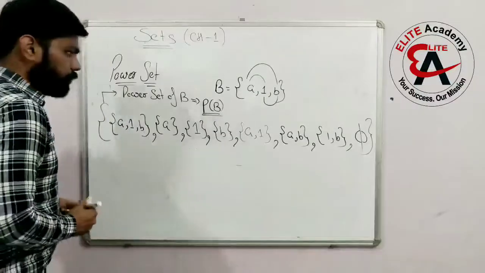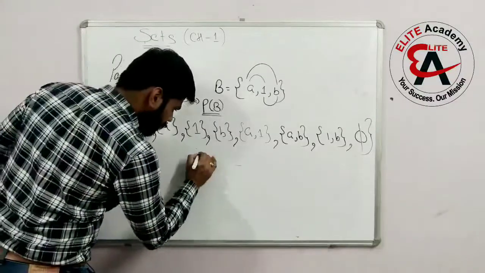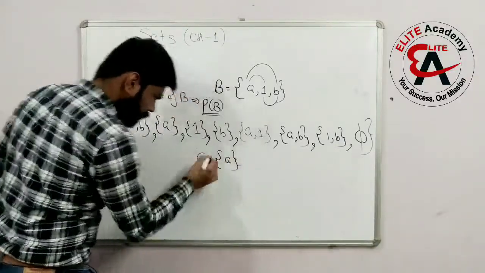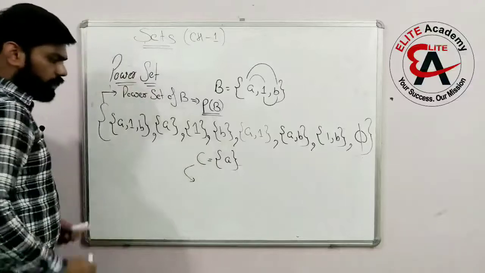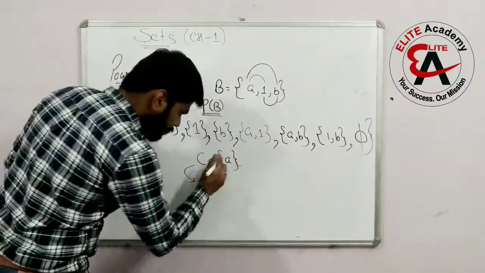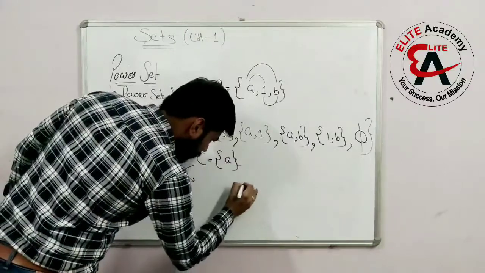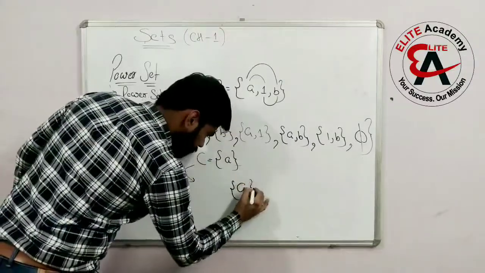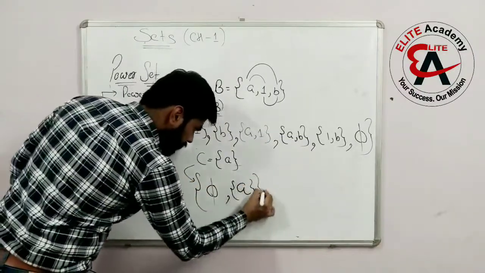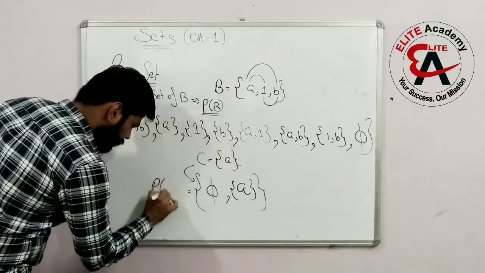Okay, let's say one more. Let's do one small one more. Let's say I'm having only A. So how many subsets are possible for this? Only 2. That is A itself. Second is the empty set. This is the power set of C.